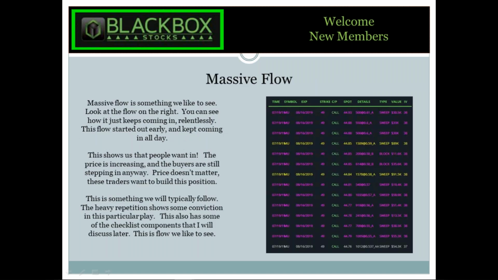A few examples of the flow we're looking for. This is MU, expired 8/16, $49 calls. All the same strike, all the same expiration. It's just coming in back to back to back to back to back. When you see flow like this, it's going to grab your attention because you can't help but see it. It's on your screen, it's in front of your face. It sticks out, it's telling us a story.